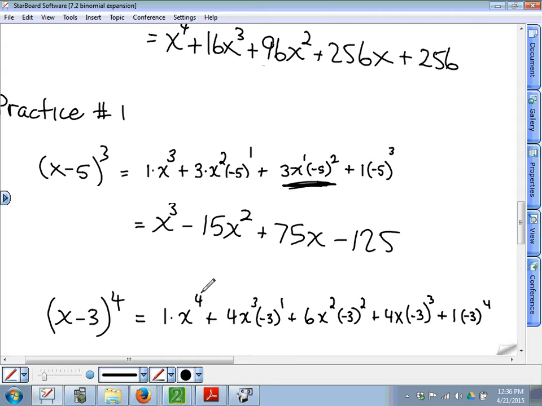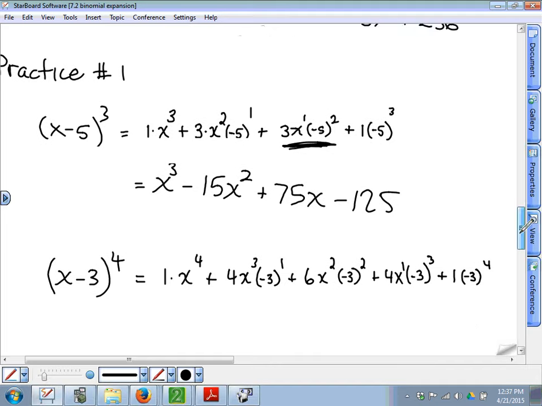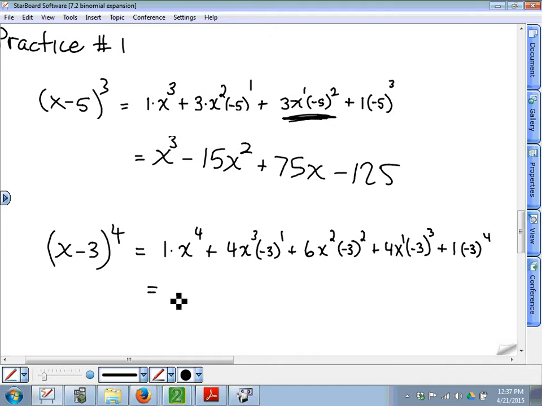So I've got 1 times x to the 4th. Then I've got a 4, x to the 3rd, negative 3 to the 1st power. Then I've got a 6x squared, negative 3 squared. Then a 4x to the 1st, negative 3 to the 3rd. And then a 1 times negative 3 to the 4th power. And you simplify it. This should be your final answer.